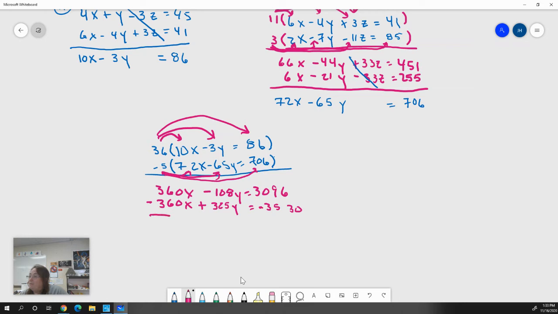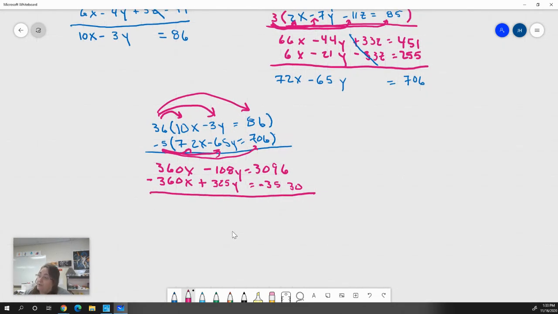Hopefully Delta Math will be kinder. And so now we're going to add these equations together. These are just a two variable system of equations. They just happen to be bigger numbers, right? But when we look at this and we go, well, 360x minus 360x, that's just 0. We no longer have an x variable.